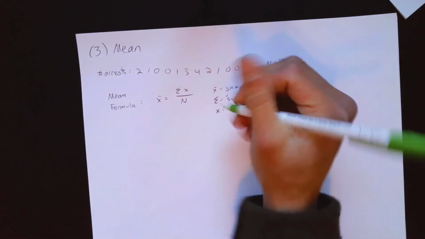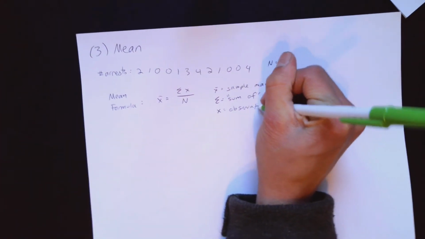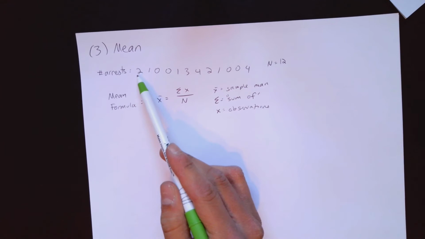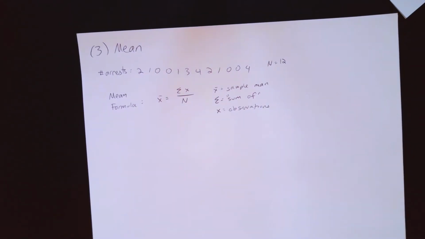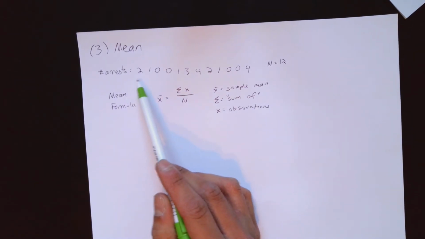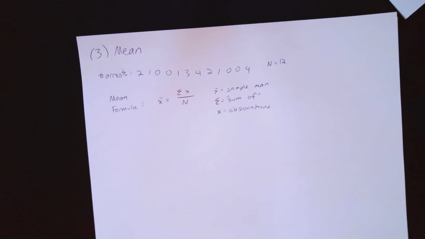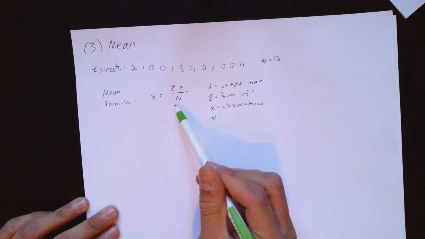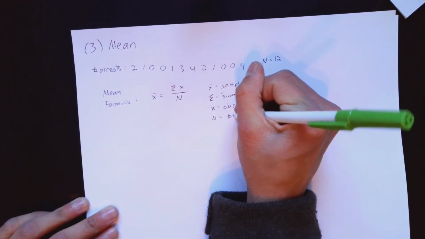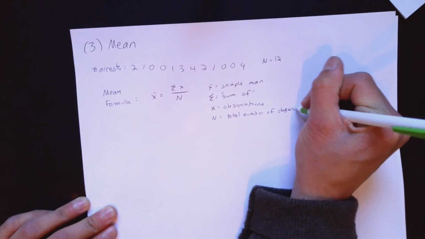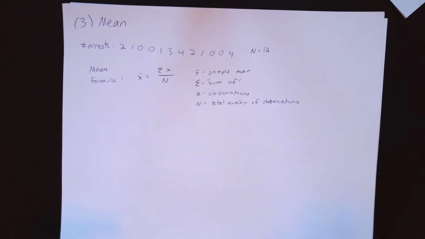X here refers to our observations. So we would say that each of these different observations we have is a different x value. So this is an x, this is an x, this is an x, and so on. So when we say take the sum of x here, we're saying we want to add up all of these different x's, or observations, that we have. Finally, n refers to the total number of observations we have. So that's the same as it's meant in other equations and other things we've come across.